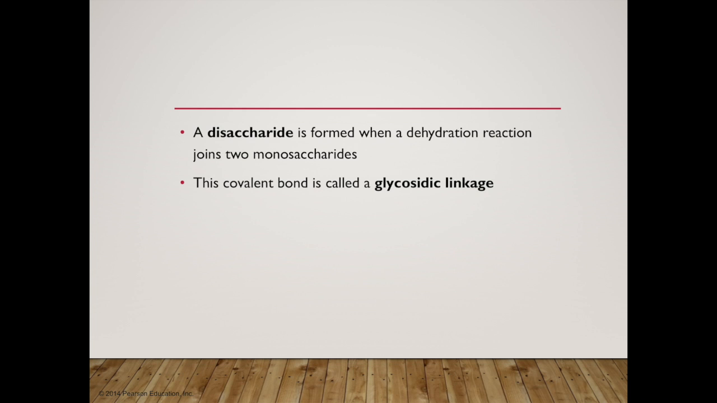So disaccharides are a thing. It's when you have a dehydration reaction, whatever that is, joining 2 monosaccharides. And there's a covalent bond, and that's called a glycosidic linkage. That's just the name for that linkage between a couple of monosaccharides.